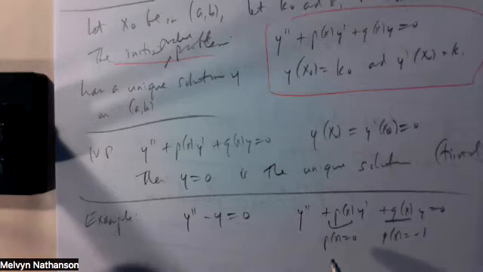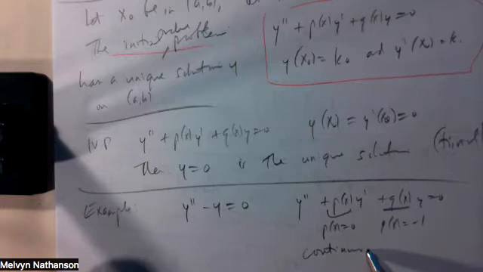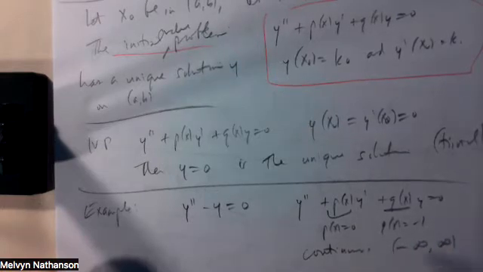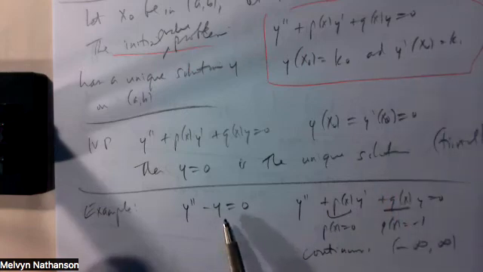And these functions are continuous everywhere, from minus infinity to plus infinity. So for any initial values, x naught, k naught, and k1 in this notation, there will be a unique solution valid on the whole line from minus infinity to plus infinity.